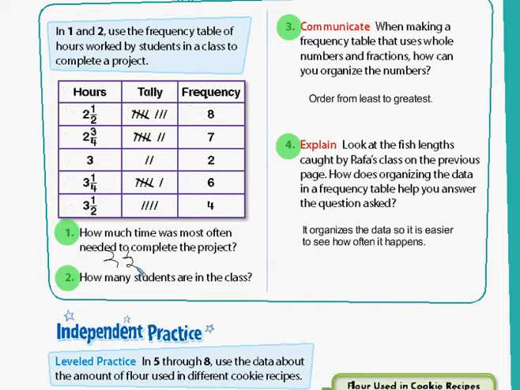Okay, how many students are in the class? If I'm trying to figure out how many students there are, each tally mark is a student. I can count my tally marks, or I can just add up my frequencies. Put together 4 and 6, we know that's 10. 8 and 2 is 10 also. Then we have 7. That equals 27. So there are 27 students in this class.